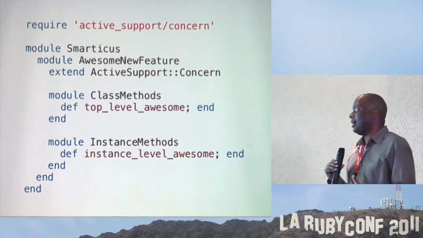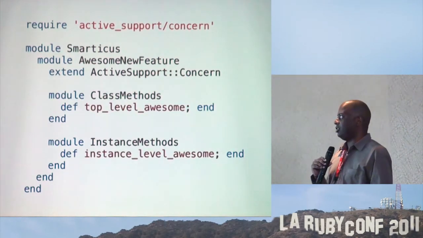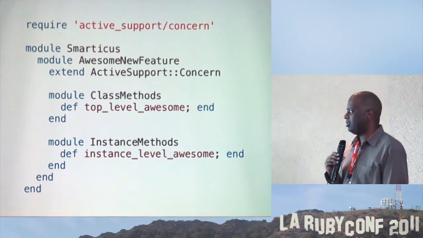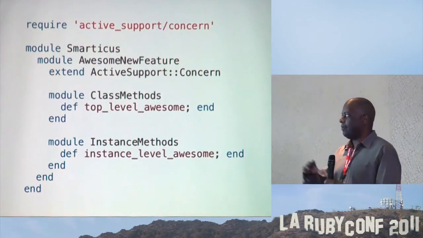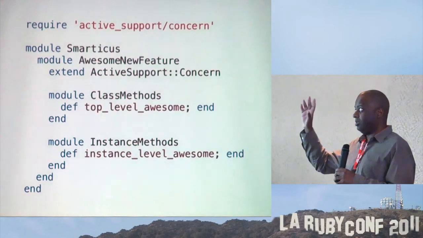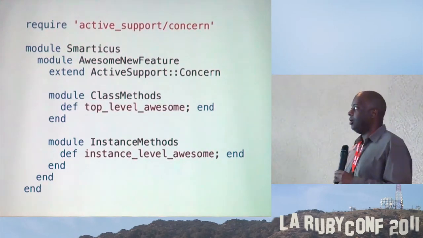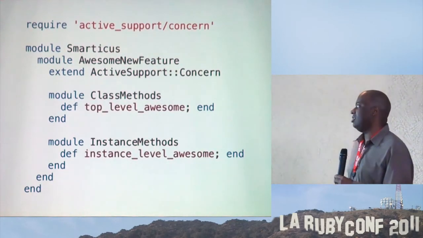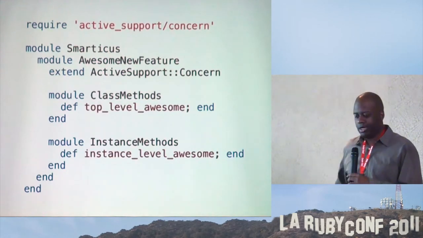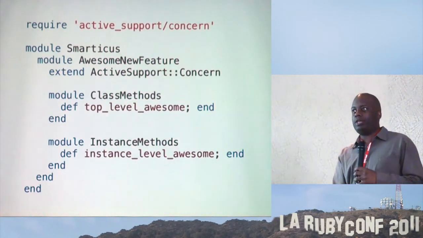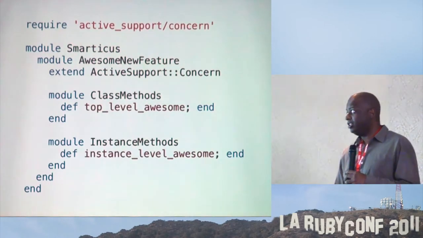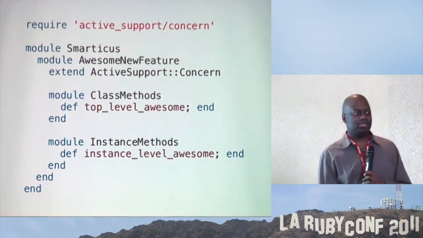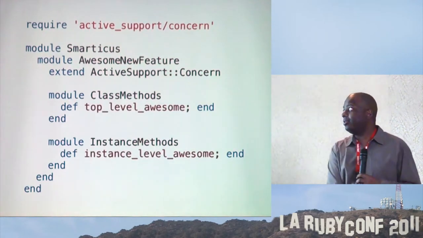And what they fixed it by is they actually created something called concerns. I don't know if I would have called it a concern, but that's what it's called. And really what we're doing here is I've created my module Smarticus, because I have namespace, and then I have my module new awesome new feature, and it extends the concern. And what it allows me to do is get rid of a lot of that boilerplate code. I don't need the included anymore. Because as long as I follow the convention, I don't have to do the configuration. And where have we heard that before?